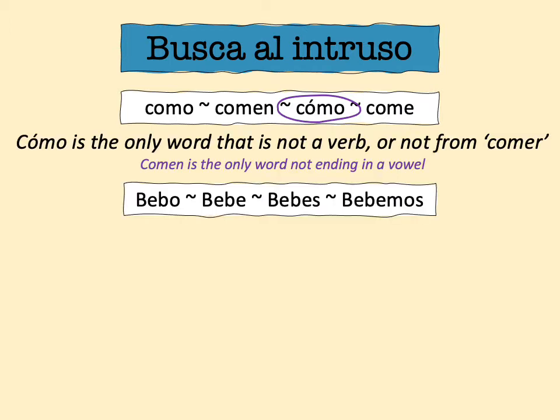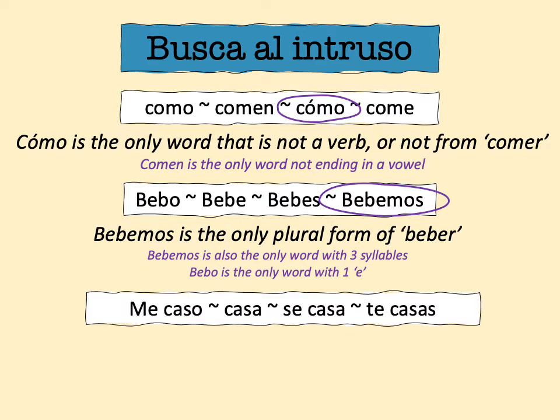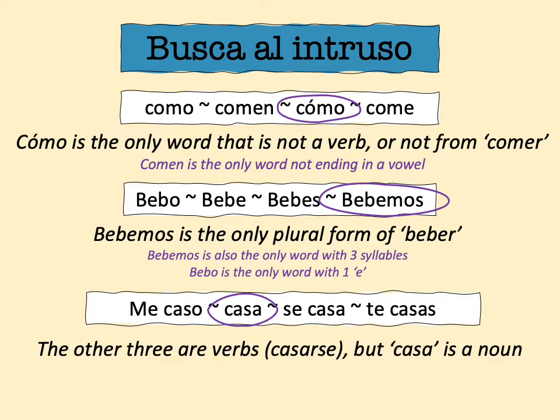And I really love as well that quite often there's no right or wrong answer. For example, in this one I said it was bebemos because it's the only plural form of beber, but then students also say it was bebemos because it's the only word with 3 syllables, or that it's bebo because it's the only word with 1 E. So I really love this activity. It's a really fun, can be light-hearted and a really engaging way to start lessons.